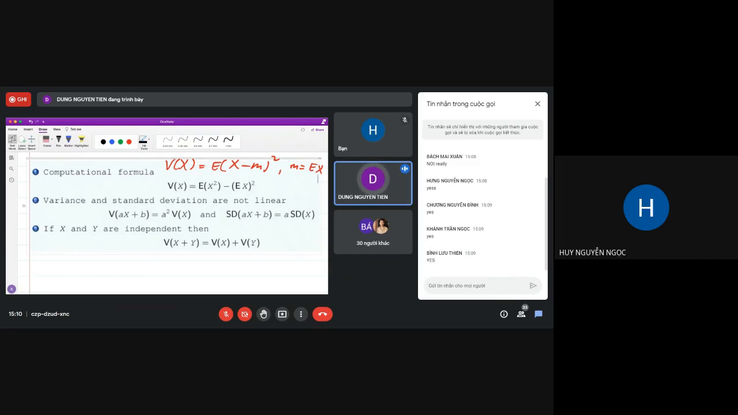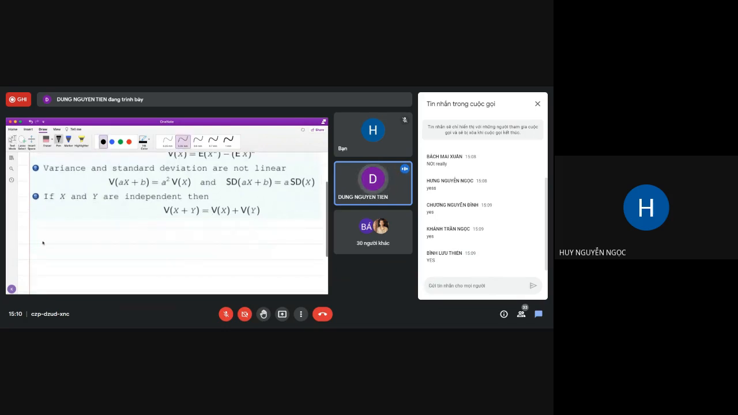If x and y are independent, then the variance of x plus y equals the variance of x plus the variance of y. You should notice that the mean of x plus y is always the mean of x plus the mean of y. You don't need the independence of the two random variables x and y for that, but if you want to find the variance of the sum, you need the independence of the two variables to be able to get this equation. Okay? Do you understand? Is that all clear, everybody? Good, right?